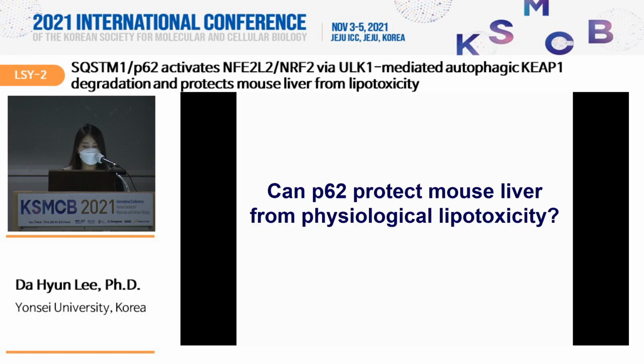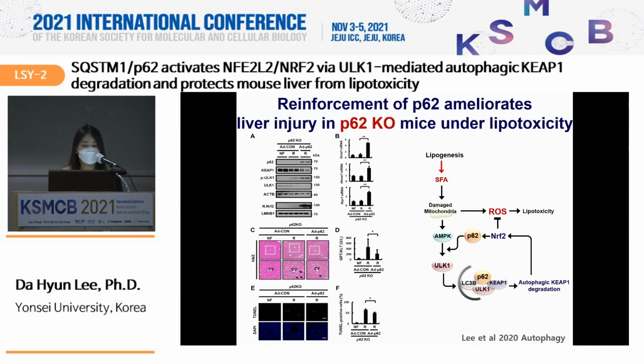Then, can P62 protect mouse liver from physiological lipotoxicity? I tried rescue experiments using adenoviral P62 injection in P62 conventional knockout mice. And I found out that reinforcement of P62 ameliorates liver injury through the ULK1-mediated KEAP1-NRF2 pathway in P62 knockout mice under lipotoxicity.